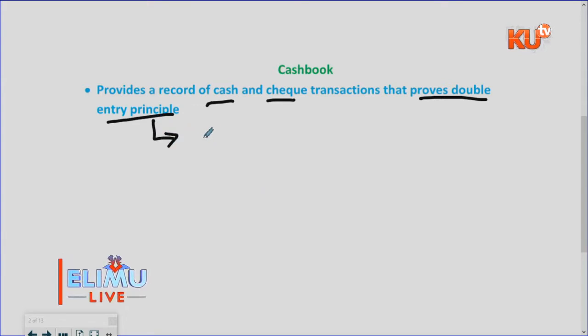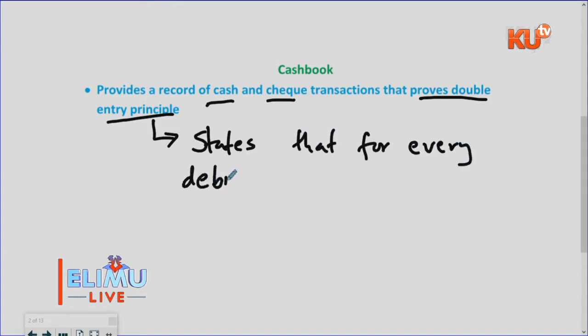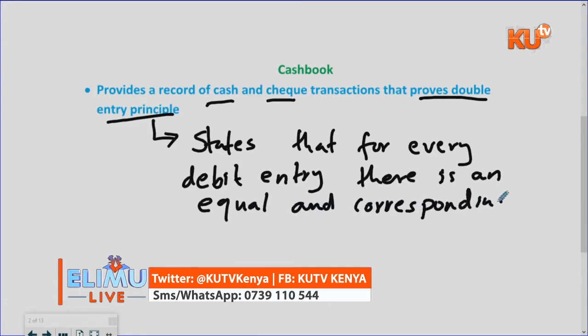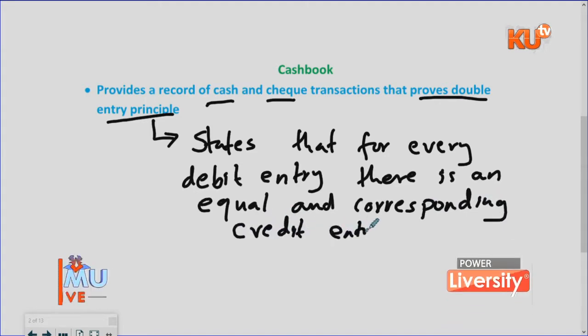So here, the double entry system simply states that for every debit entry, there is an equal and corresponding credit entry. That is what the double entry principle provides.